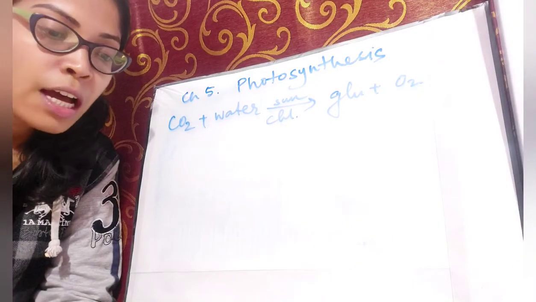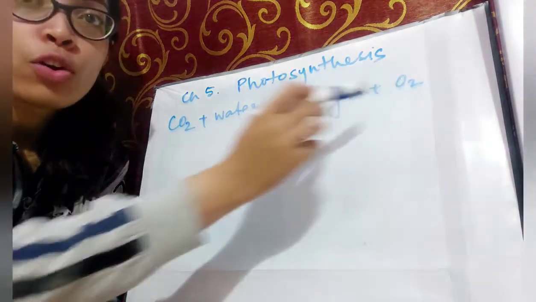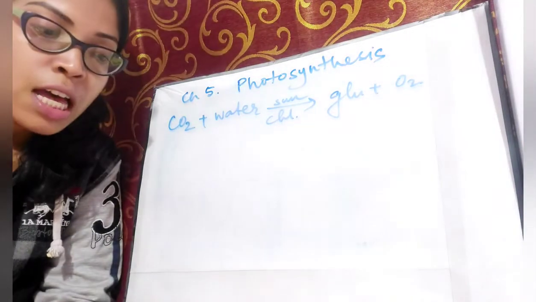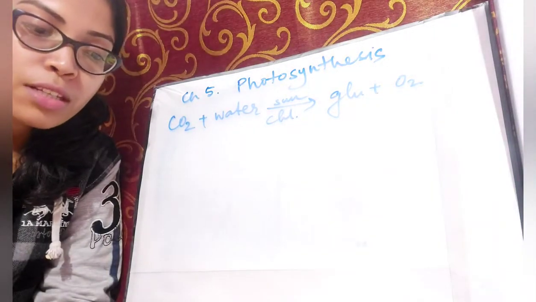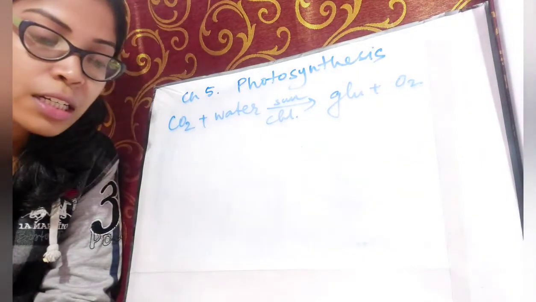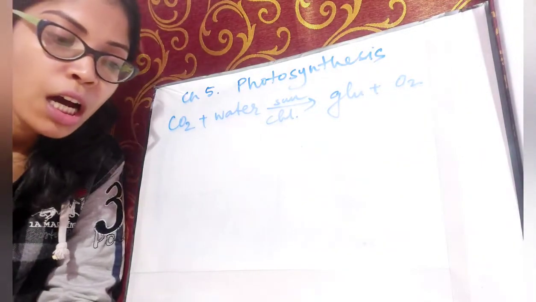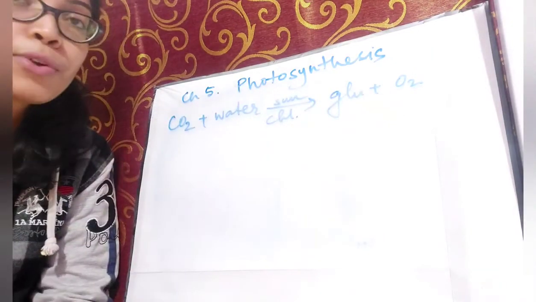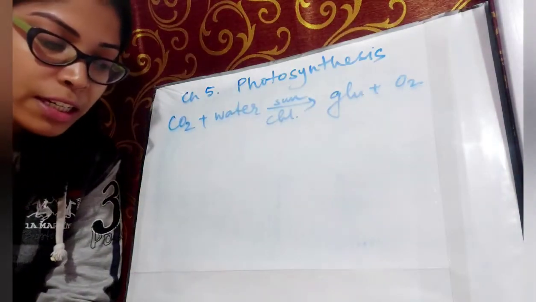Okay. Now the oxygen, what happens to the oxygen that is produced at the end of the process of photosynthesis? The oxygen released during photosynthesis is used by all organisms to breathe. So this is all about the raw materials and the end products of the process of photosynthesis. Am I clear till this much?